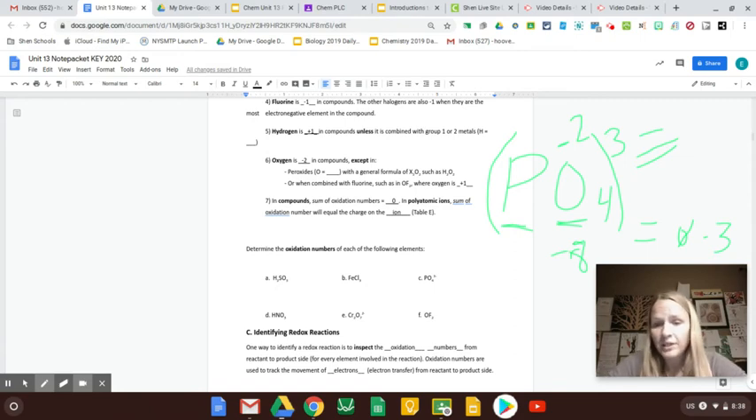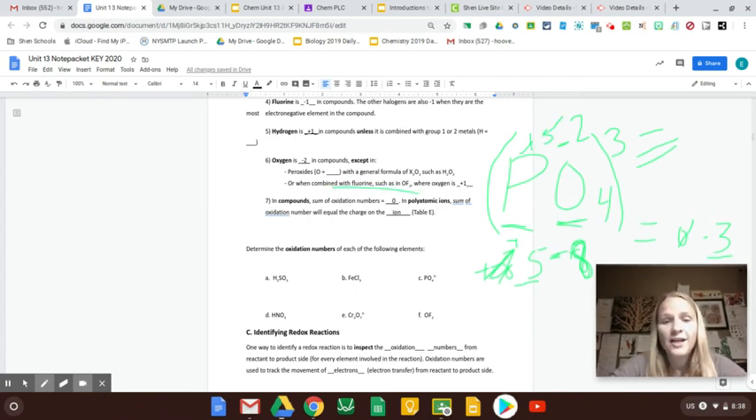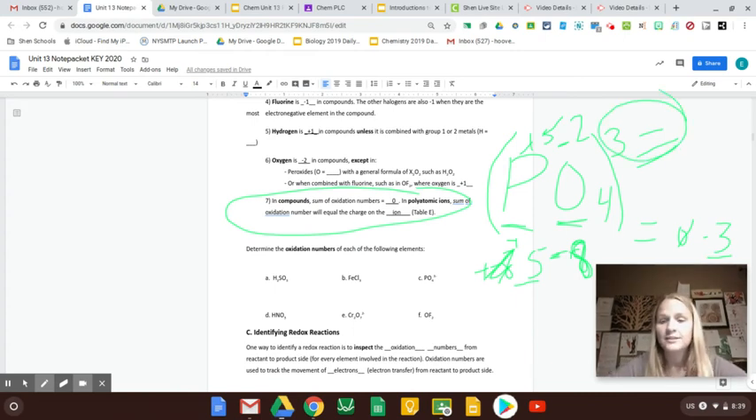Normally I'd say, oh, this must be +8 to make the whole thing equal 0. But no, we're trying to equal -3. So what would P have to be so that -8 equals -3? A +5. So P is +5. All right, so that's our last rule: if something has a charge, then it does not add up to 0. It adds up to that charge.